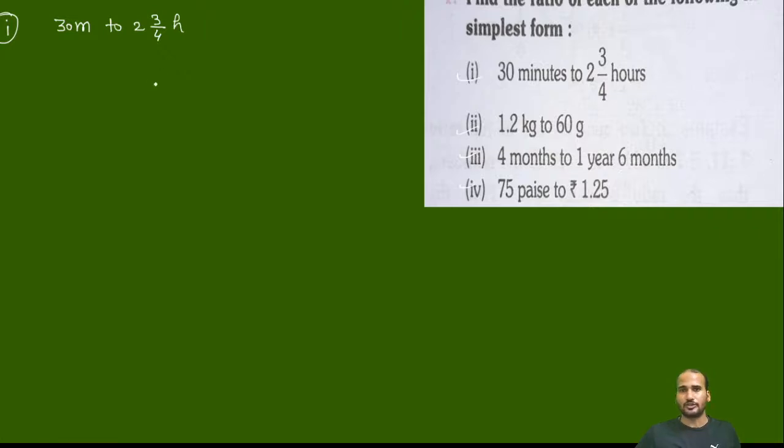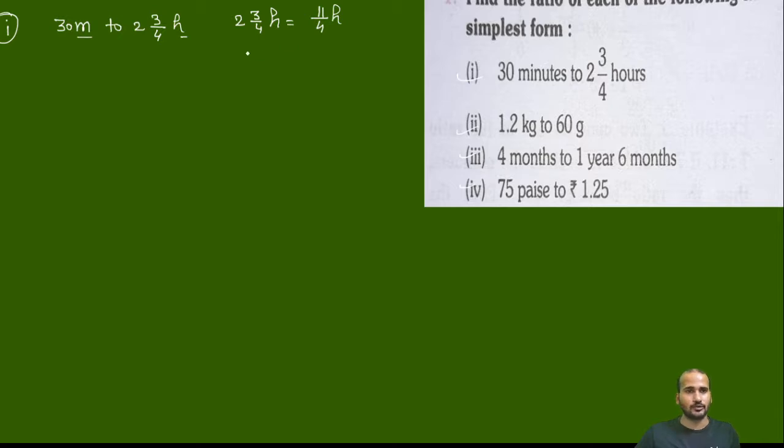What I told you first is to firstly convert the units into the same unit. So this is minutes and this is hours. So our duty is to convert hours into minutes. We know that 2 whole 3 by 4 hours is equal to what? 4 twos are 8, 8 plus 3 is 11 by 4. 11 by 4 hours. So I want to convert these hours into minutes.